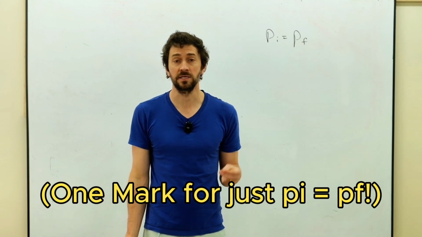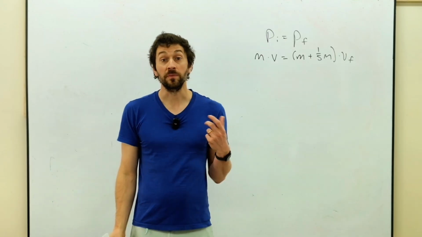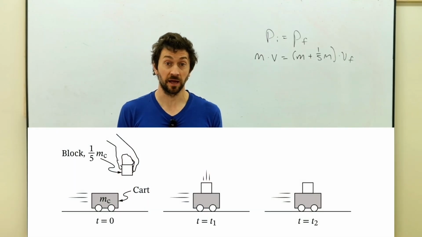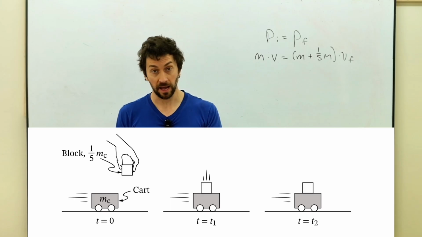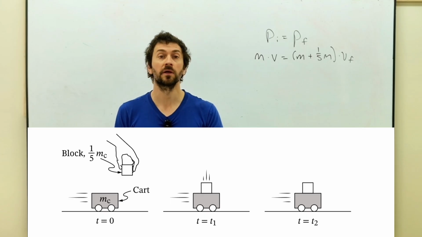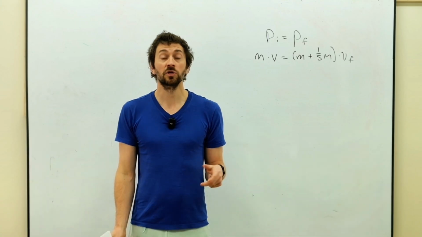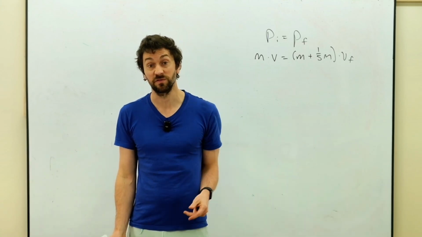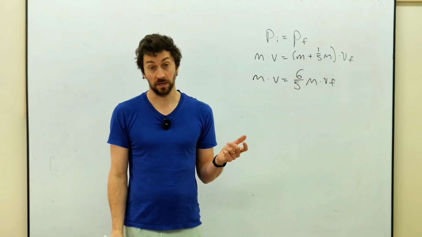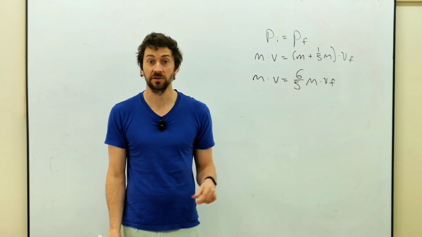One way to write that is the initial momentum is equal to the final momentum. So the initial momentum is just the mass m times v, and then the final momentum is the mass m plus 1/5 m times vf. So that's all the variables they've given to us. So we just have to rearrange these and have an expression for vf. I get m times v equals 6/5 m times vf. I can cancel the masses.